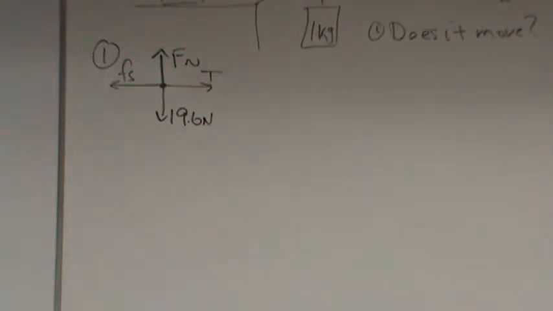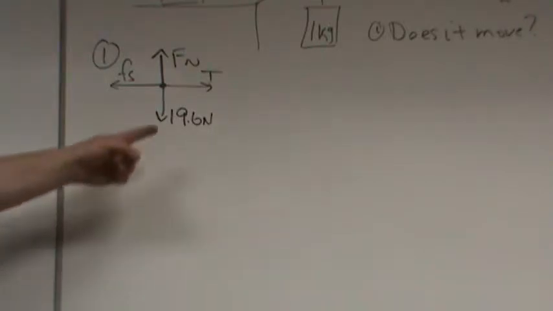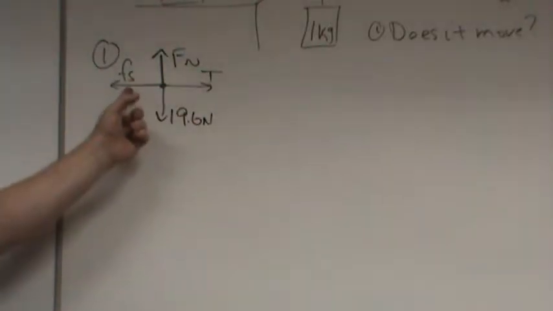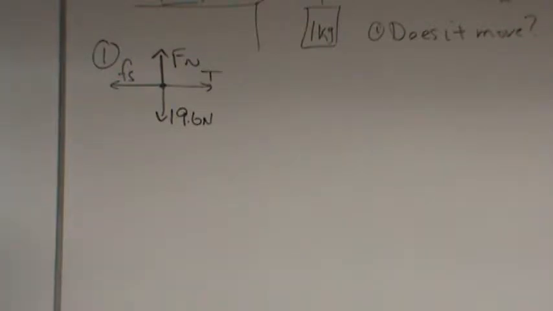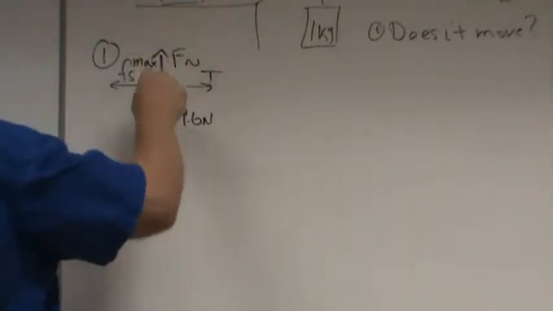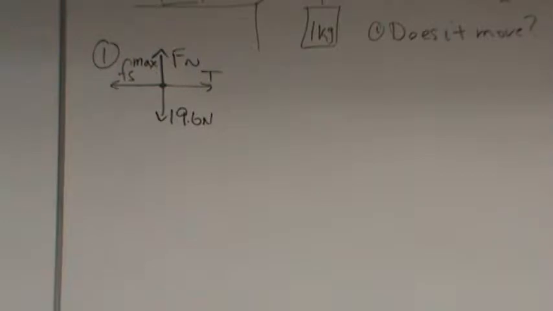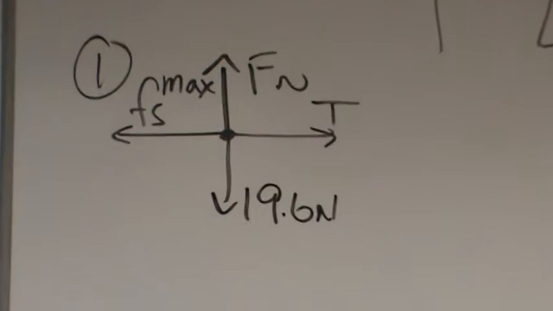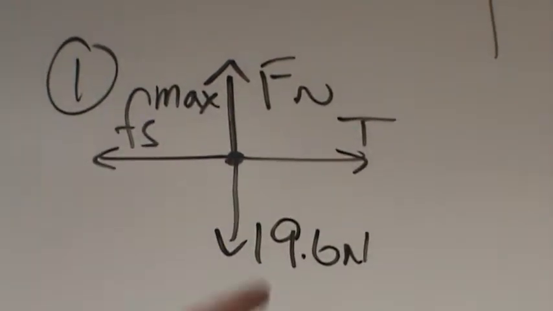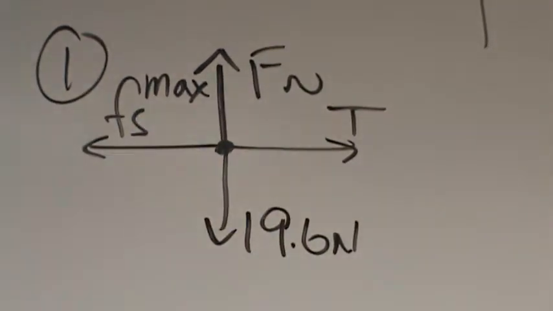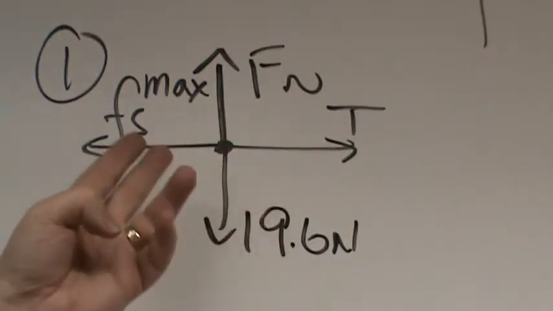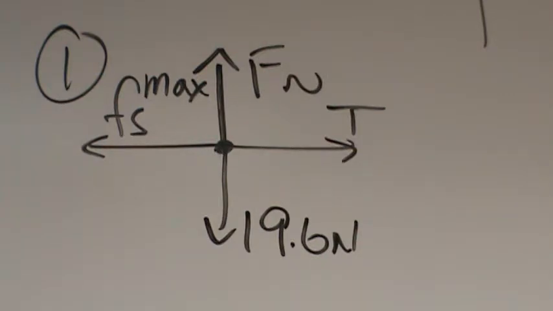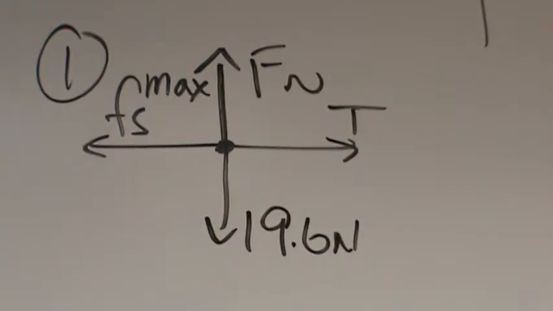And if I want to know if it moves, then I need to see if tension can overcome the maximum static friction force possible. So I'm going to label this static friction max, because I need my tension to be greater than the maximum static friction force. And if I'm just trying to break all the bonds but not set it in motion yet, what's the acceleration of this system going to be? Yeah, 0. We assume 0 acceleration when we're just trying to break the static friction bonds.